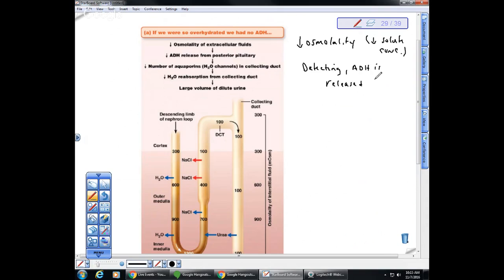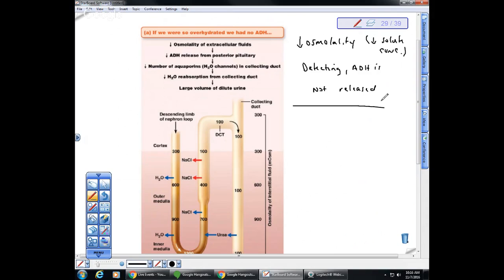Sorry, if we have a decrease, ADH is not released. You can put not released. In this particular instance, notice how there is no facultative water reabsorption. So the aquaporins are not present in the plasma membrane.